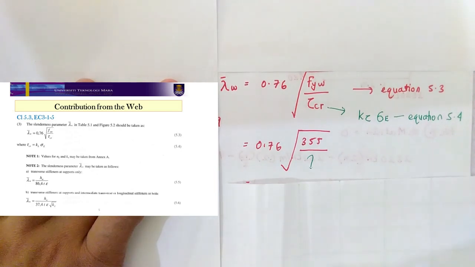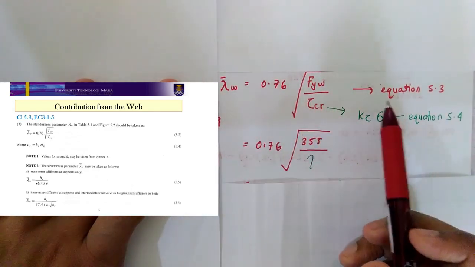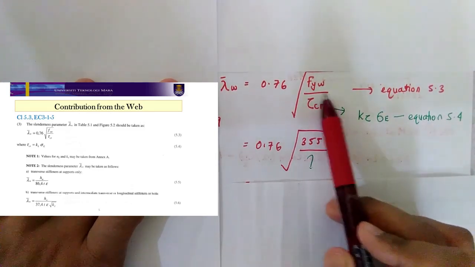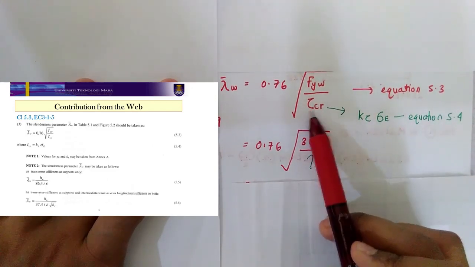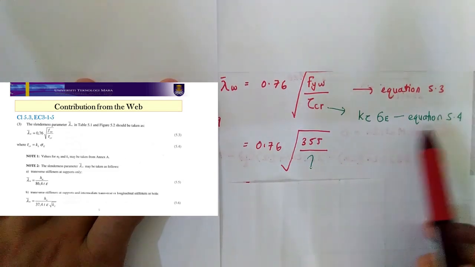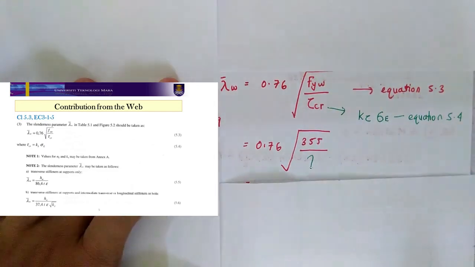Okay, so again, to recall, lambda W is given in clause 5.3 of EC3 Part 1-5, equation 5.3. If you look at the equation, you know the yield strength for the web, which is 355. But what is tau CR? Tau CR is given in equation 5.4, which is equivalent to K tau times the stress sigma E.